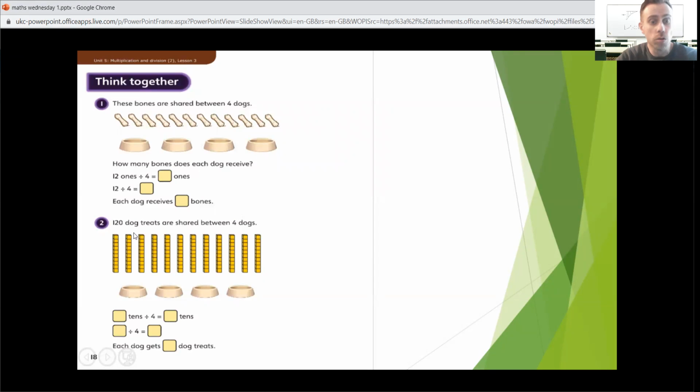The next one is 120 dog treats are shared between 4 dogs. Okay, so this time they've done the base 10s for you. And you are going to think about sharing them equally between the 4 dogs. If it says shared equally, it's always going to be a divide. Okay, so have a little go at those 2. Pause the video now.